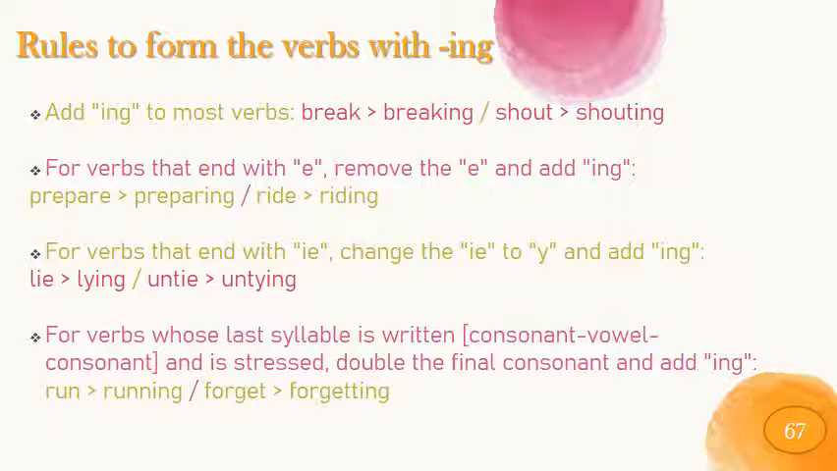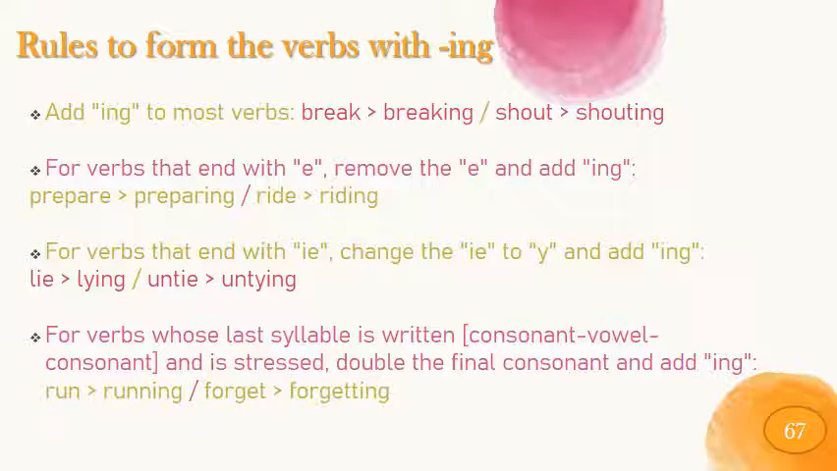But if the verb ends with e, what should we do? We should remove the e and add ing, because we cannot add ing after the e. No, it cannot work. So we have to remove the e, then add ing. Example, prepare. You cross out the e, then you add ing, preparing. Ride, you cross out the e and you add ing.